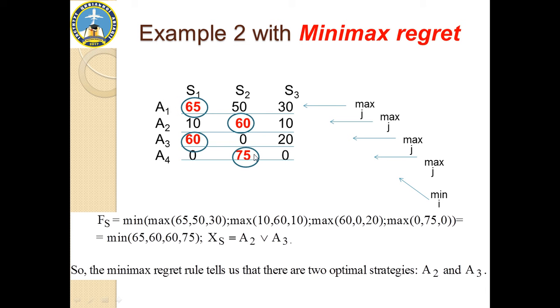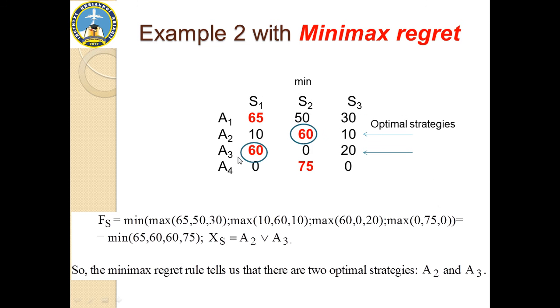So we obviously see that according to this decision making rule there are two optimal options, A sub 2 and A sub 3. So the minimax regret rule tells us that there are two optimal strategies, namely A sub 2 and A sub 3, which gives us this minimum regret. So these are our optimal strategies according to the minimax regret rule, A sub 2 and A sub 3.